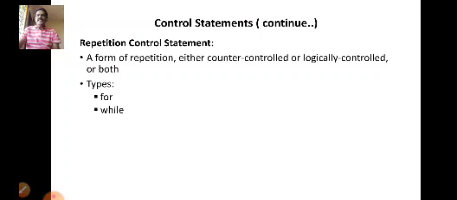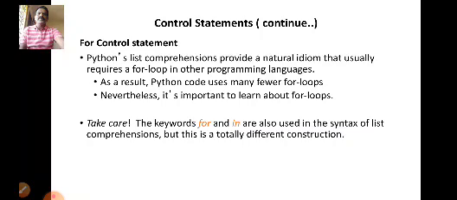Python's list comprehensions provide a natural idiom that usually requires a for loop in other programming languages. As a result, Python code uses many fewer loops. Nevertheless, it is important to learn about for loops. Take care: the keywords for and in are also used in the syntax of list comprehensions, but that is a totally different construction.